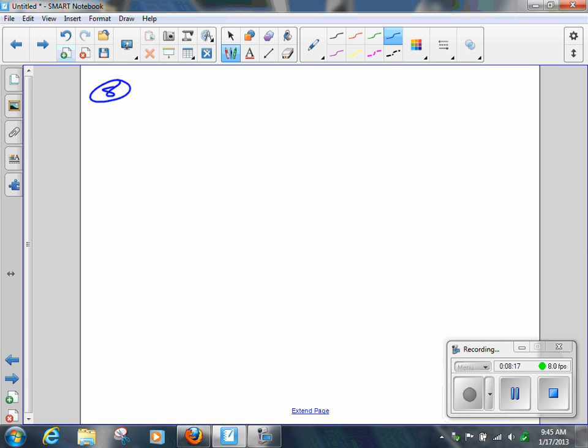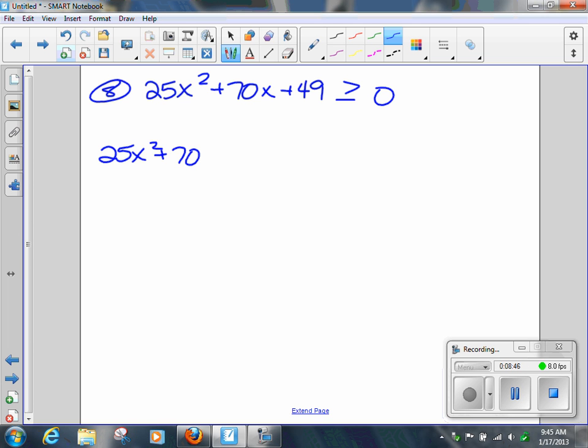Number 8. 25x squared plus 70x plus 49 greater than or equal to 0. Folks, at some point you got to be able to recognize that. Oh, it's a trinomial. Oh, 25x squared is a perfect square. Oh, 49 is a perfect square. This might be a perfect square trinomial. Let's see. Let's come over here and solve the corresponding equation.